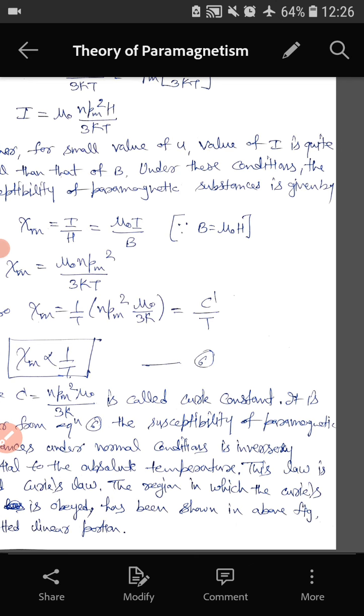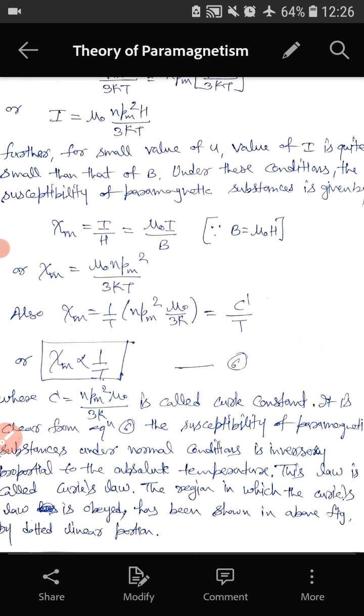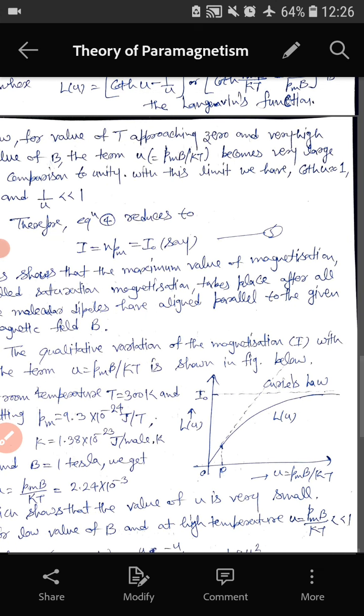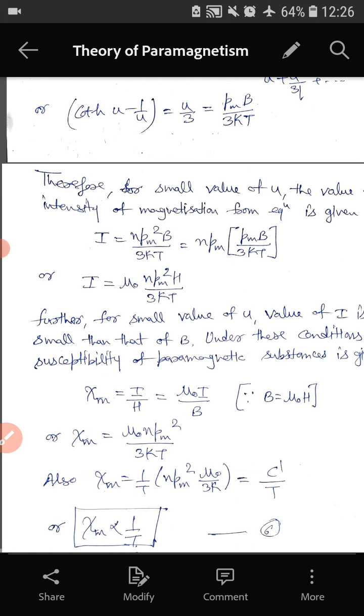The region in which Curie's law is obeyed has been shown in the above figure by the dotted linear portion. In this figure, up to the dotted line, because this is inversely proportional to temperature, with increase in temperature this line goes like this. Curie's law has found wide experimental support for a large number of substances over a wide range of temperature.